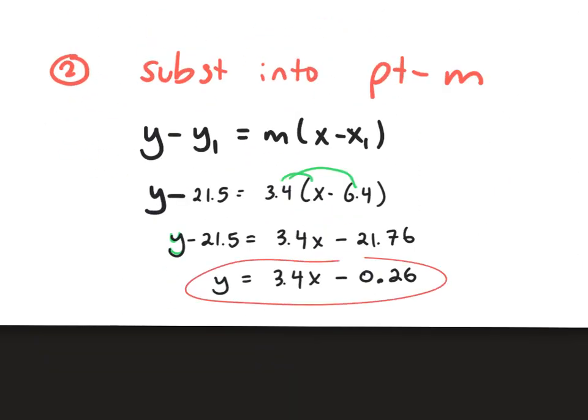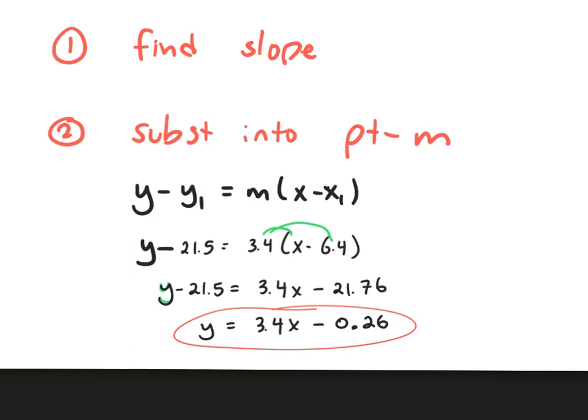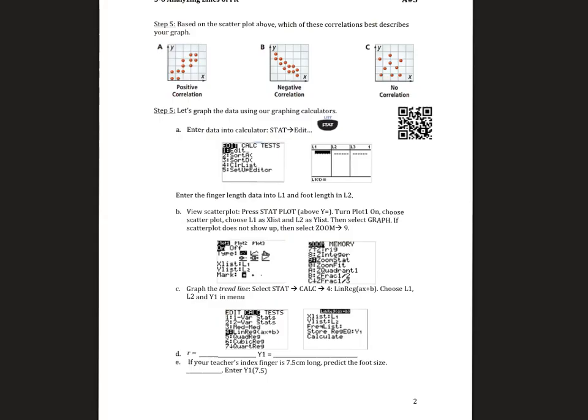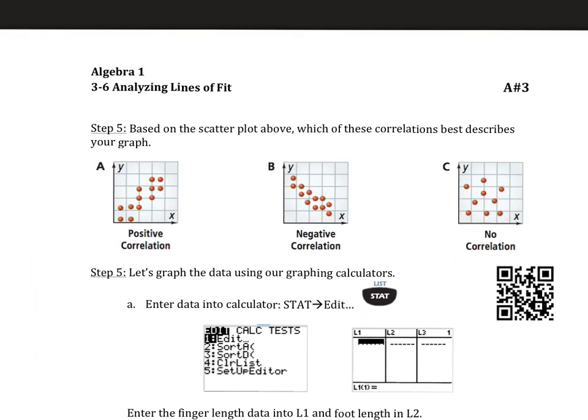What we're going to do is plug some into the calculator, and on the next page, we'll show you with different data on how it's done, and then we'll come back and see what my data looks like here. So on the next page, let's first answer the question based on the scatter plot above that we did. Which of the following correlations best describes my graph? Is it a positive correlation, negative correlation, or no correlation? And clearly it's positive, because as the finger length increases, so does the foot length. And there we go.